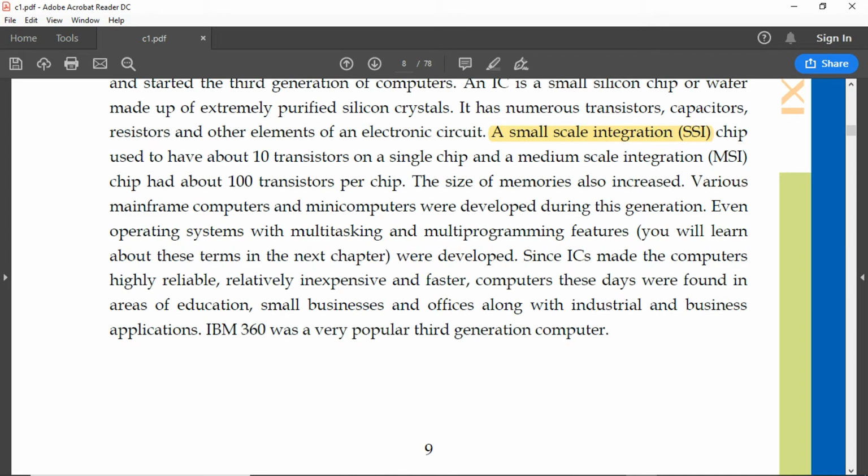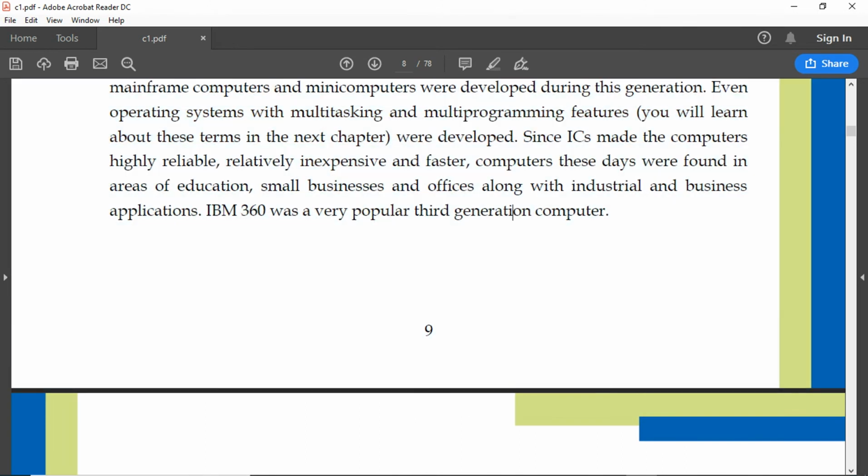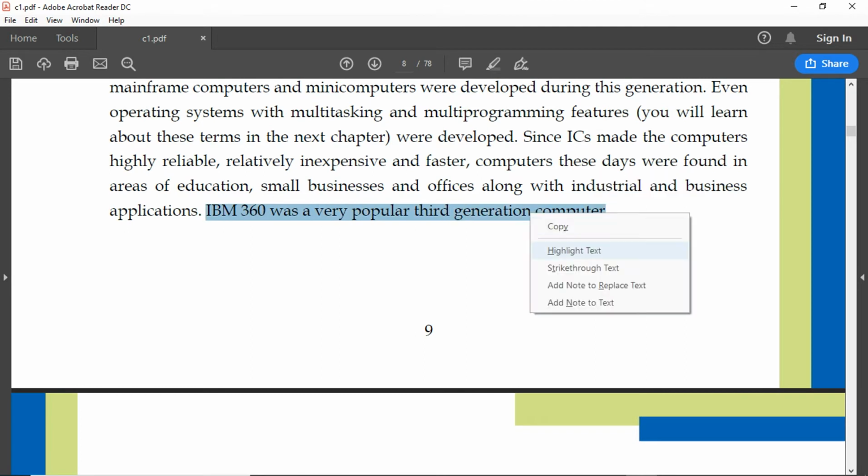The size of memories also increased. Various mainframe computers and mini-computers were developed during this generation. Even operating systems with multitasking and multi-programming features, you will learn about these terms in the next chapter, were developed. Since ICs made the computers highly reliable, relatively inexpensive, and faster, computers these days were found in areas of education, small businesses, and offices, along with industrial and business applications. IBM 360 was a very popular third-generation computer.